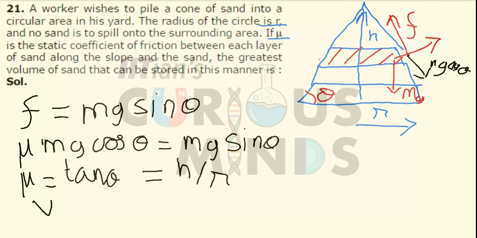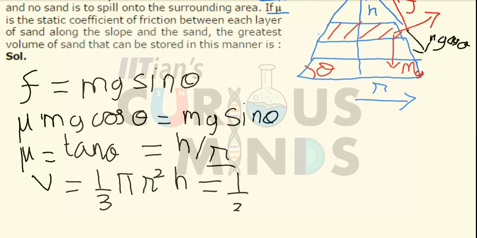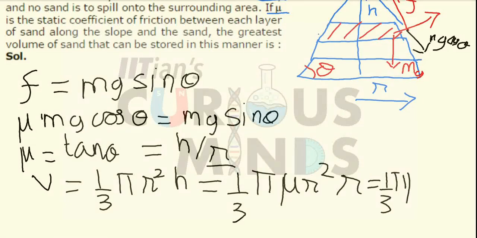Now the volume of the cone is equal to 1 by 3 pi r square h. Now instead of h I will substitute r into mu. So when I substitute r into mu, it will be equal to 1 by 3 pi mu r square into r, which is 1 by 3 pi mu r cube. This will be the maximum volume of the cone till which the sand will not fall, or the structure will remain as it is.